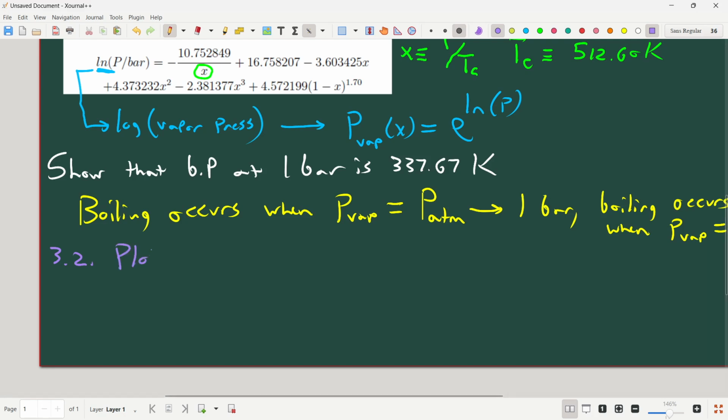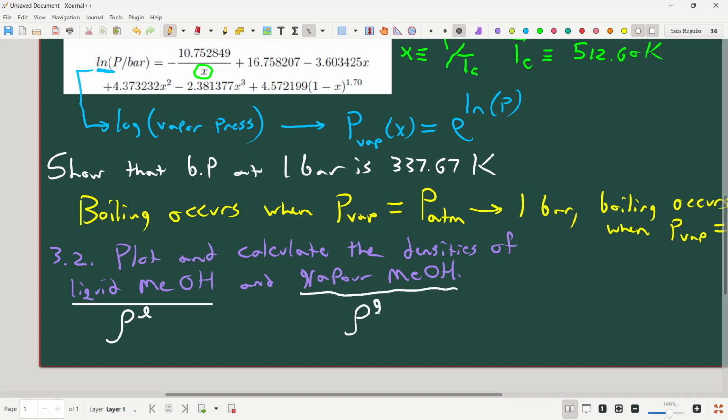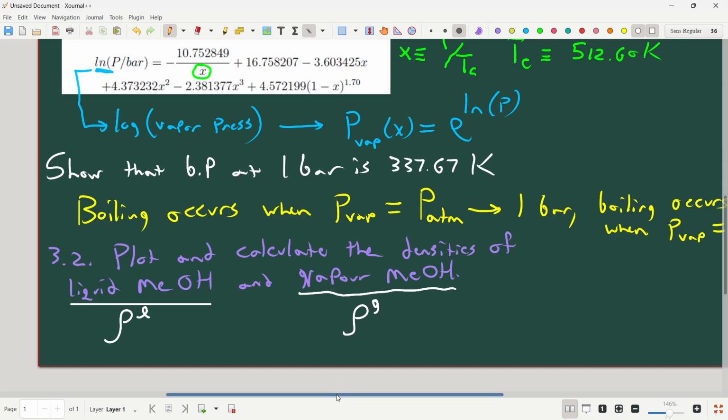Here you're going to plot and calculate the densities of liquid MeOH and gaseous vapor methanol. All right, I give you 2 equations for each of them. This liquid one, this density, I call ρ sub L for the density of the liquid, and this one is ρ sub G, which is the density of the gas. All right, it's just a plotting problem.